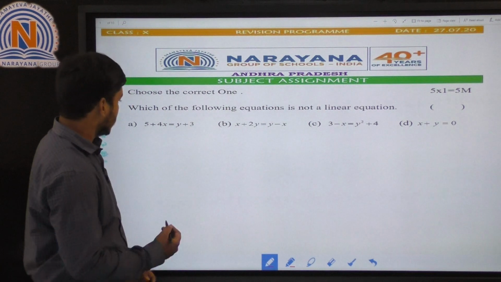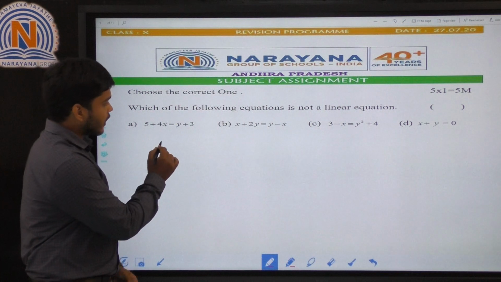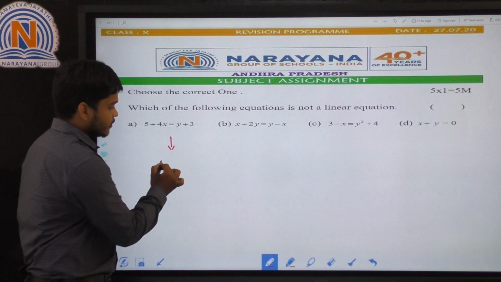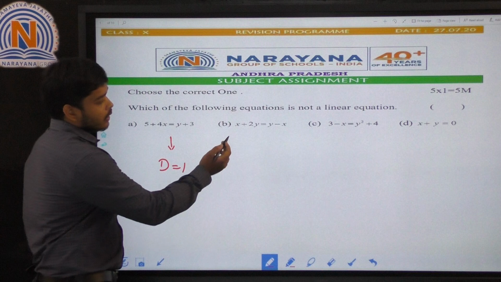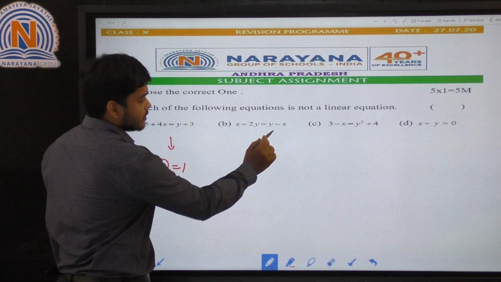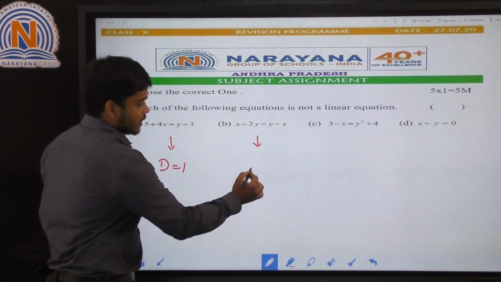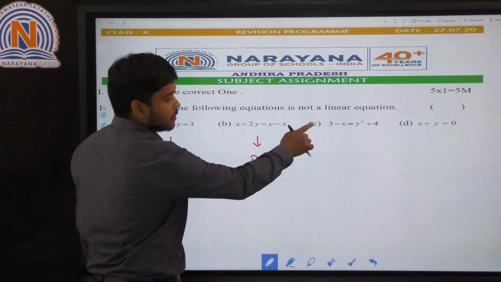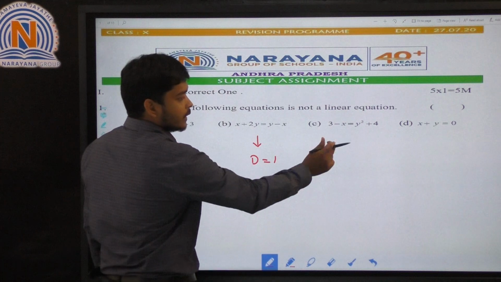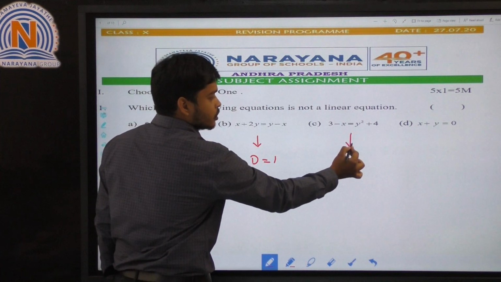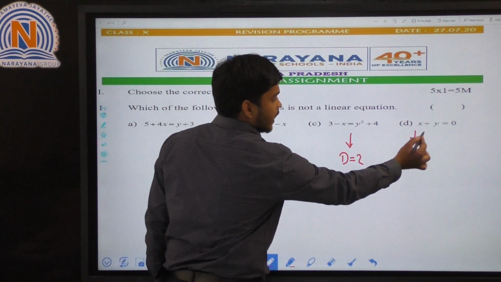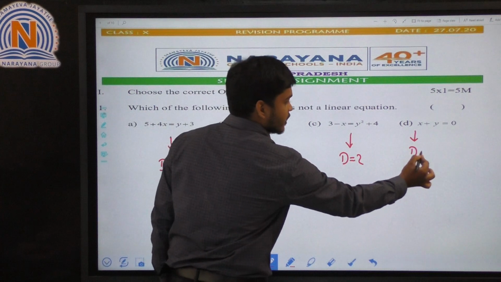See the options here. In the first option, 5 plus 4x equals y plus 3, the degree of the equation is 1. The second option, option B, x plus 2y equals y minus x. Here the degree of the equation is 1. See option C, 3 minus x equals y square plus 2. The degree of this equation is 2. And option D is x plus y equals 0, then the degree of the equation is 1.